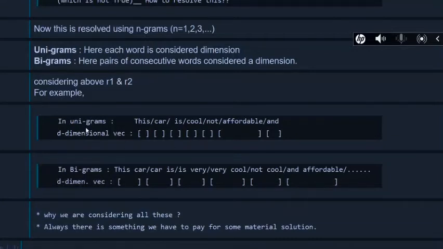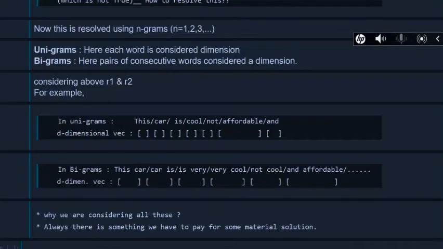Similarly, in bigrams, we take pairs of consecutive words as a dimension. That will reduce the sequential information loss. So how is the d-dimensional vector formed using the bigram?